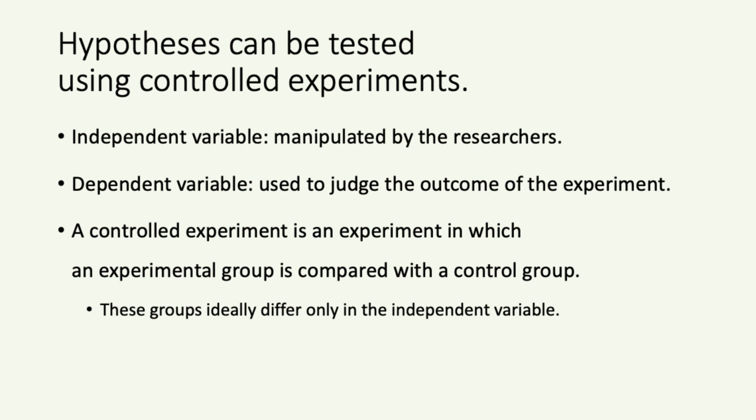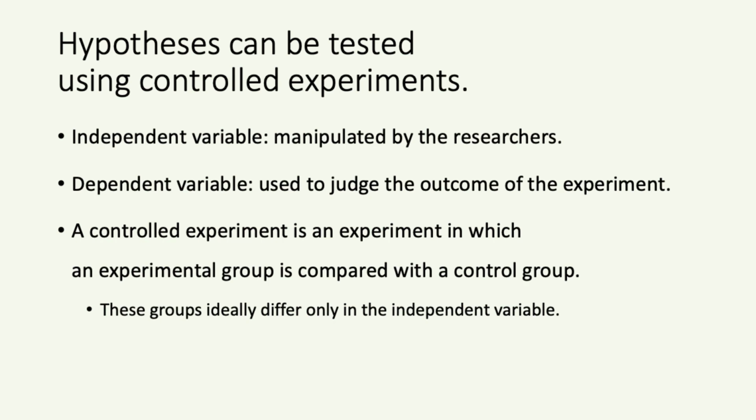Hypotheses can be tested using controlled experiments. In an experimental test of a hypothesis, a researcher often manipulates one component in a system and observes the effects of this change. The factor that is manipulated is called the independent variable. The measure used to judge the outcome of the experiment is called the dependent variable.